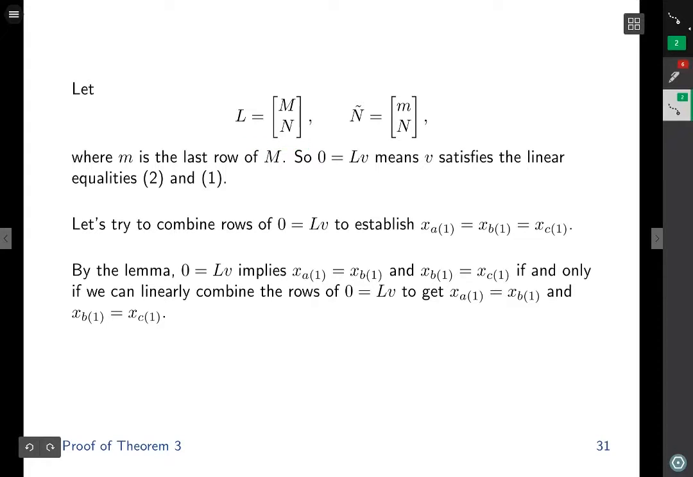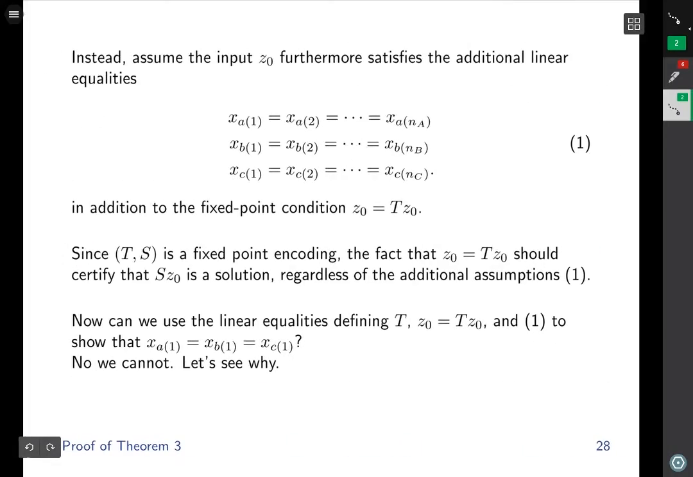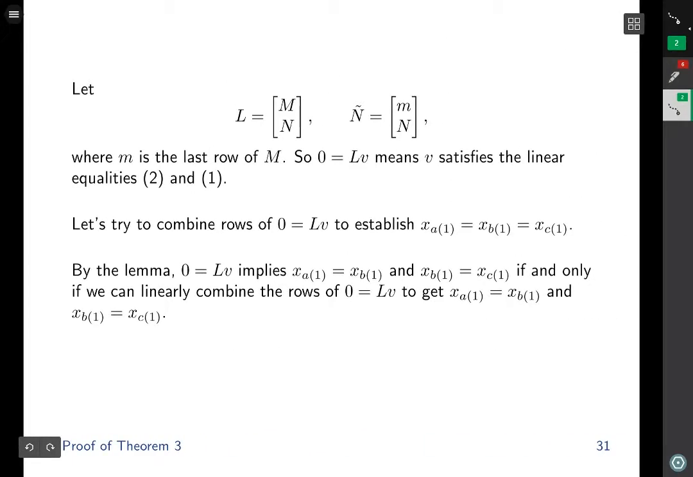Define L to be the stacked matrix of this form, and define n tilde to be the stacked matrix of this form. Remember, m is the last row of the matrix capital M. Under this notation, 0 equals LV means the variable vector V satisfies the linear equalities 2 and the linear equalities 1. Let's try to combine the rows of the linear system of equalities 0 equals LV to establish that xa1 is equal to xb1 and that xb1 is equal to xc1. By the lemma, the linear system of equalities imply these other linear equalities if and only if we can linear combine the rows of this linear system of equalities to obtain these linear equalities.